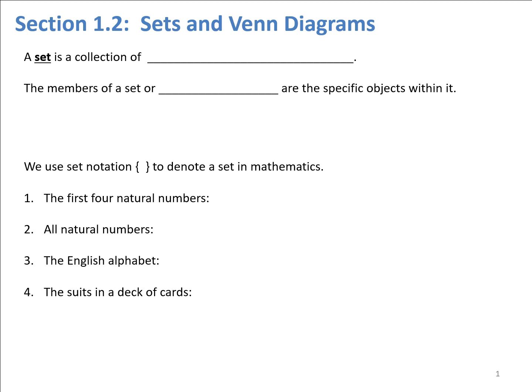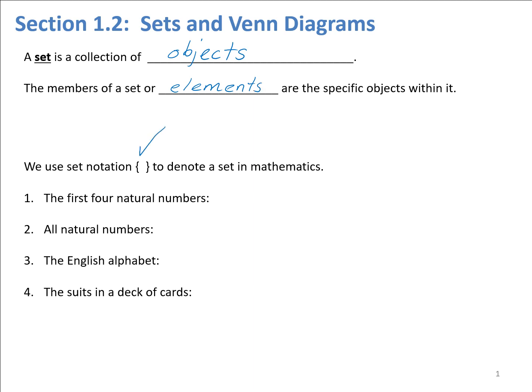In this section, we're going to look at how we can organize information or data into sets and Venn diagrams in order to answer questions about that information. Now, a set in mathematics, or in general, is defined as a collection of objects. Those objects can be anything. They could be people, they could be dishes, just a collection of something. The members of a set, or what we call elements, are the specific objects that are in the set.